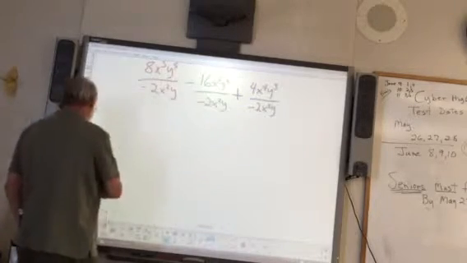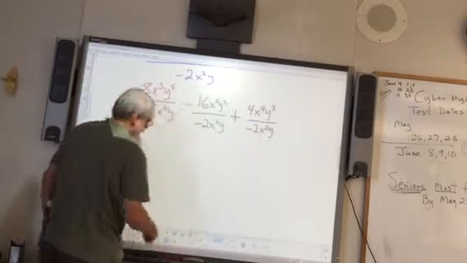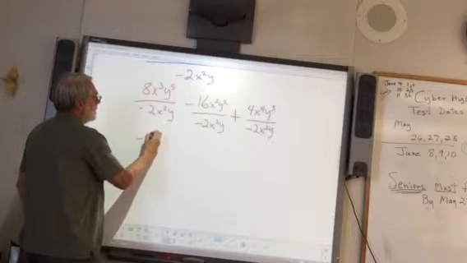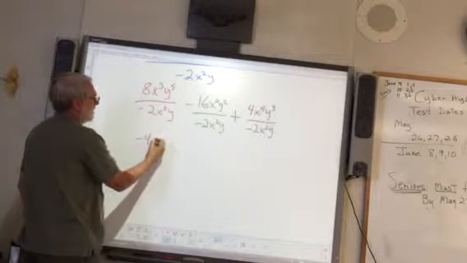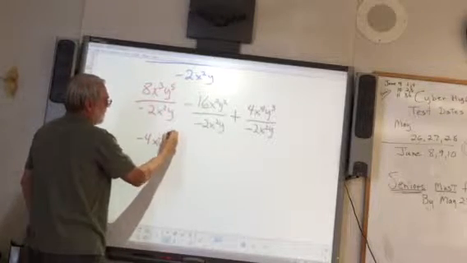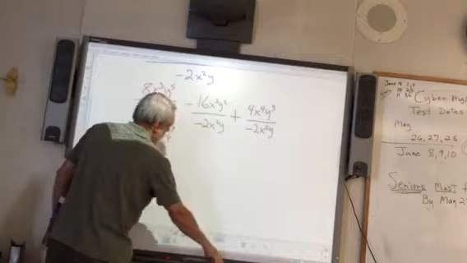So the first one is this one right here, and we're going to end up with 8 divided by negative 2, which is negative 4. X cubed over x squared is x. Y to the 5th over y is y to the 4th. Next, we move into this one.